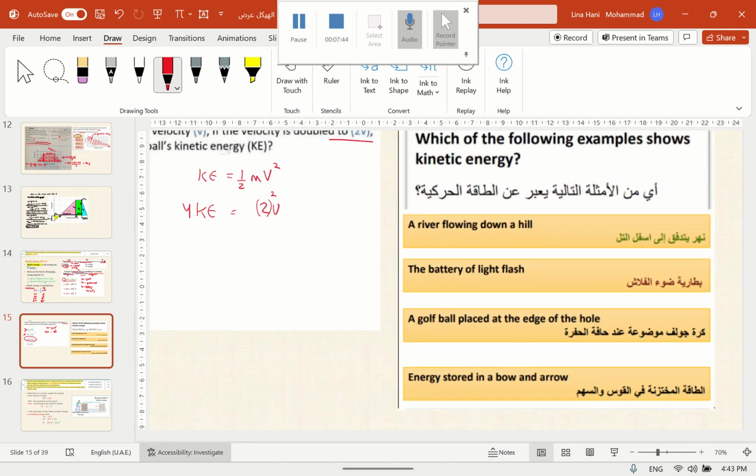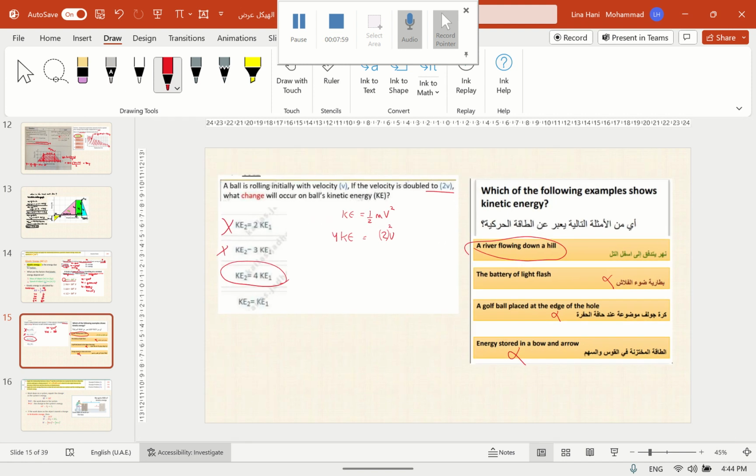Which of the following examples shows kinetic energy? Well, that's chemical, that's gravitational potential energy, that's elastic potential energy, river flowing down a hill. Okay, it's moving, so it has kinetic energy.